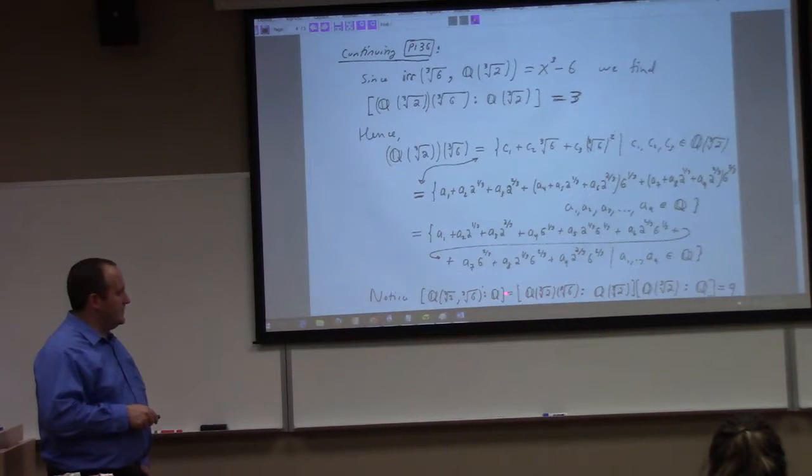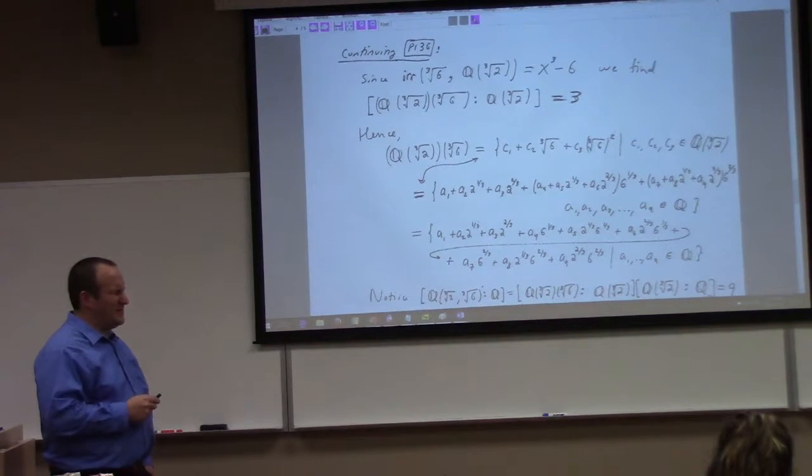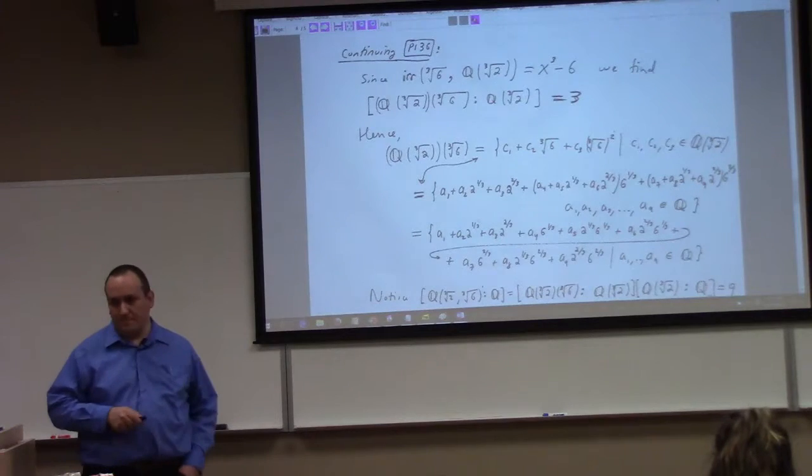But anyway, this over Q adjoining cube root 2, that's degree 3. That's the thing I just showed on the previous page. And then using the theorem, this over Q is this over that, and then that over Q. Again, I think that's Theorem 31.4 in Fraley, but that's 3 times 3, which is 9.